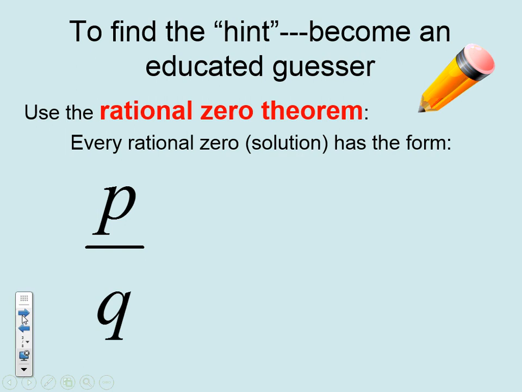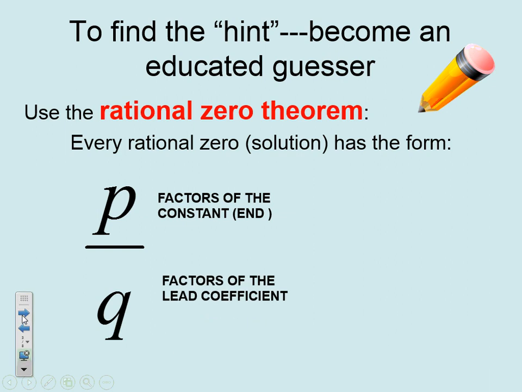So here's basically what you need to know. The P represents the factors of the constant, or the end number in the polynomial, and the Q represents the factors of the lead coefficient, the one in front. By looking at those two numbers in our problem, we can use those to generate a list of possible clues to get the polynomial started, similar to the hint you had yesterday. We can generate our own using this setup.